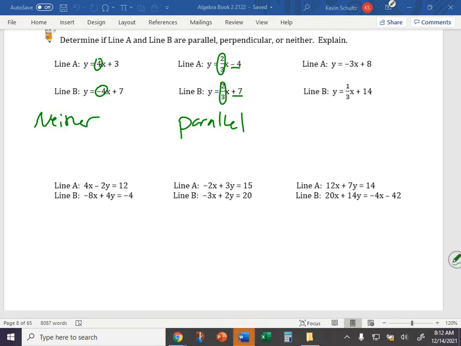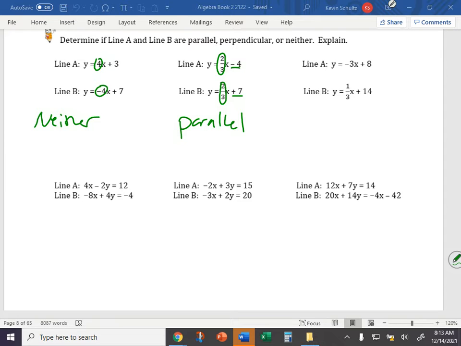So we don't care about the -4 and the +7. If we're determining whether or not lines are parallel or perpendicular or neither, we only need to look at the slope. There will come a time when we care about that, but that's not PO28.